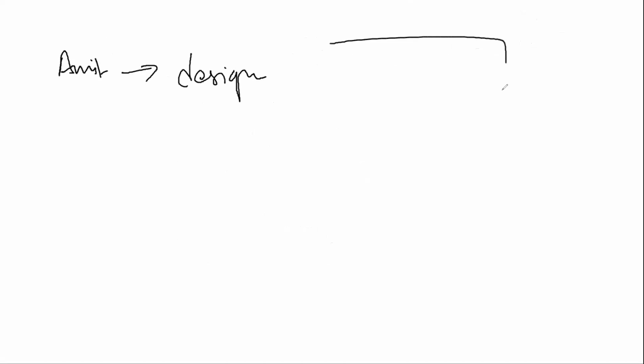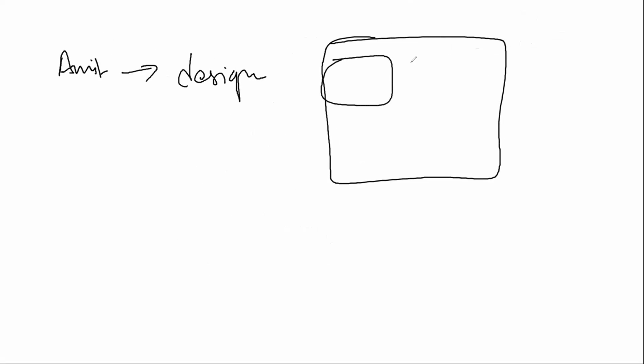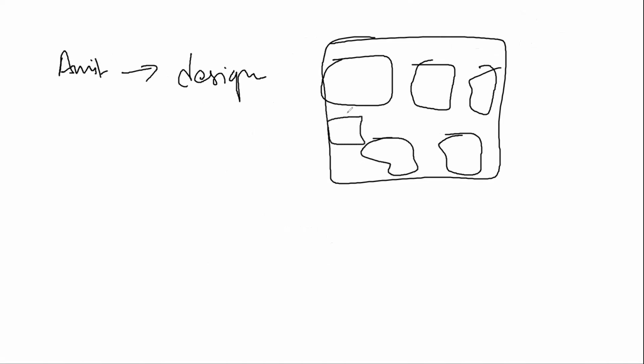For example, there is a person with name Amit. He is creating a house. So before creating a house, he will be designing it, right? This is an example. So he has designed a house with some rooms, kitchen, and other things, for example, kitchen, room, bedroom, then balcony, and garage, and other things. Now, this is the design.